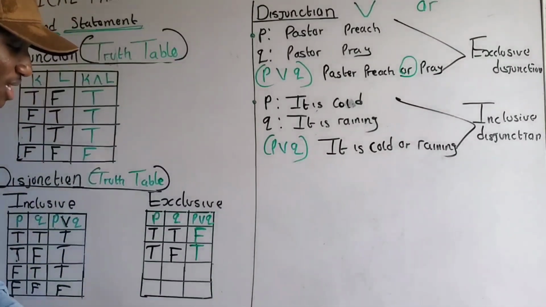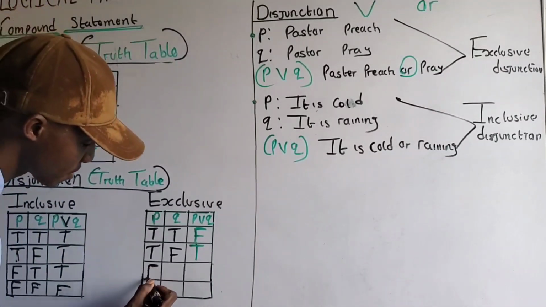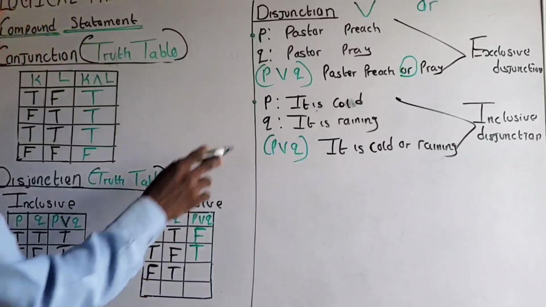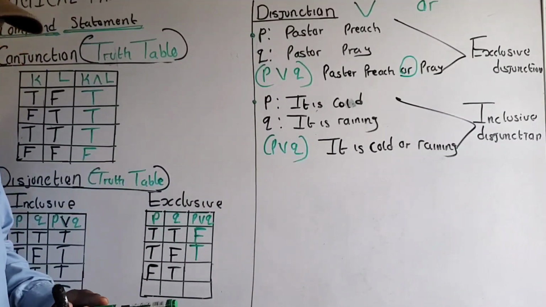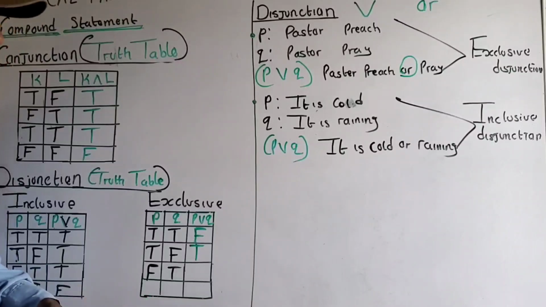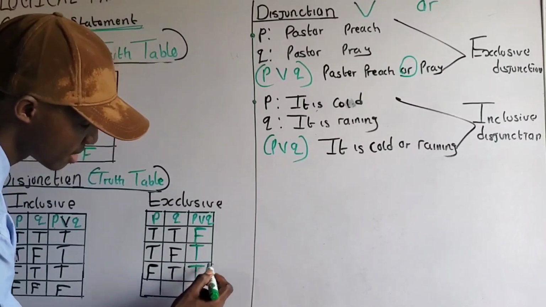Okay. Now let's say that we have false and true. Let's say pastor is not preaching, but pastor is praying. The conclusion is what? Will be true. And the reason is because it is possible for pastor not to preach and pastor is praying at that time.